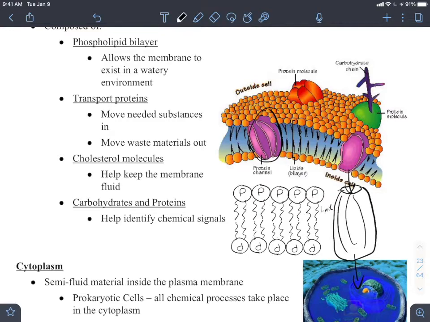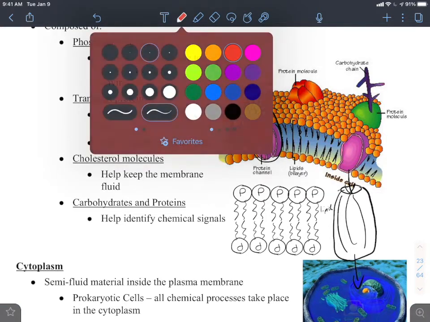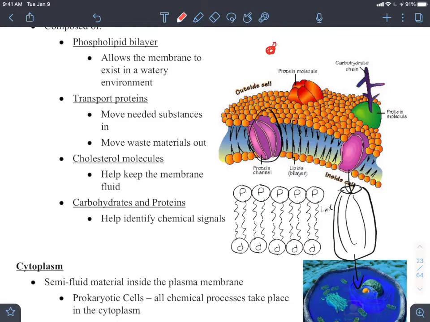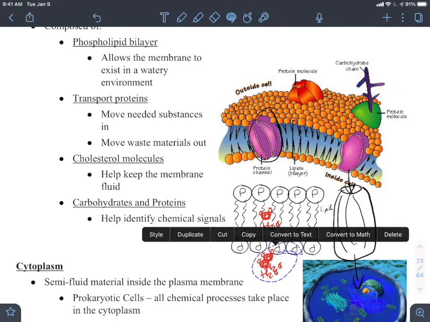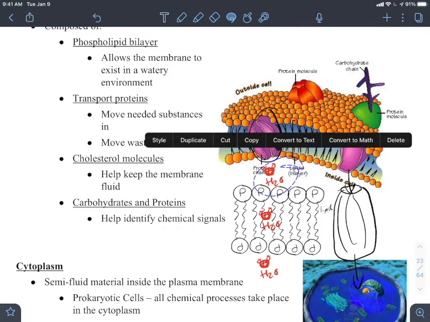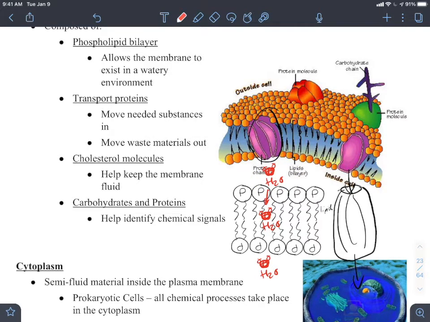Only water really can pass through there very easily. So we can get a little water molecule here. So H2O can pass through, but not much else can. So water can pass through the phospholipid bilayer, but not really anything else. Everything else has to go through a protein.